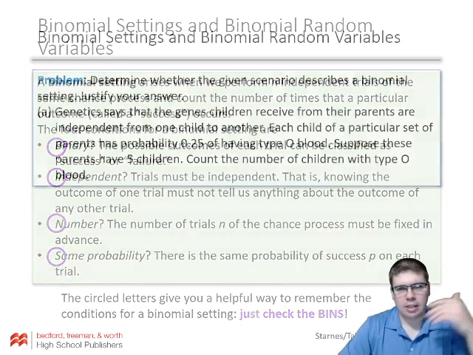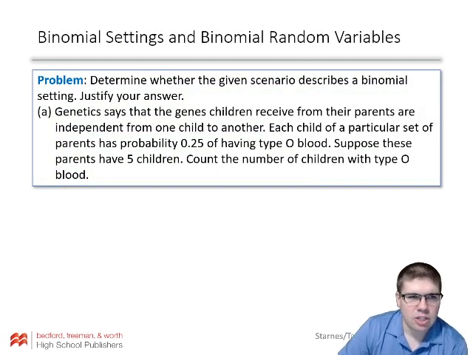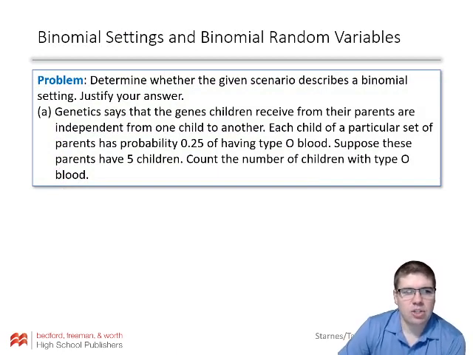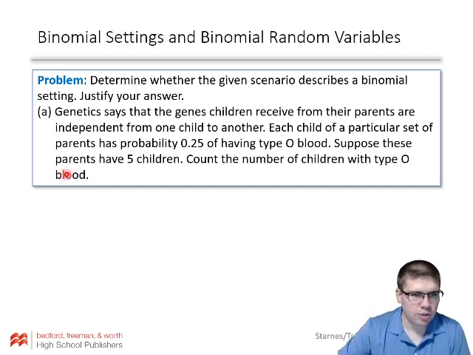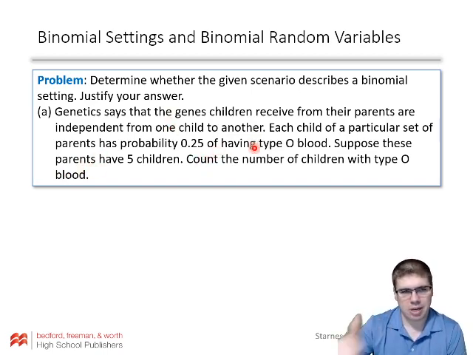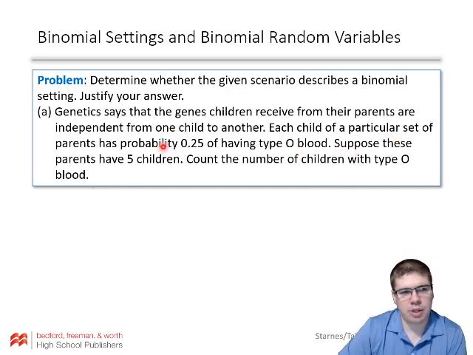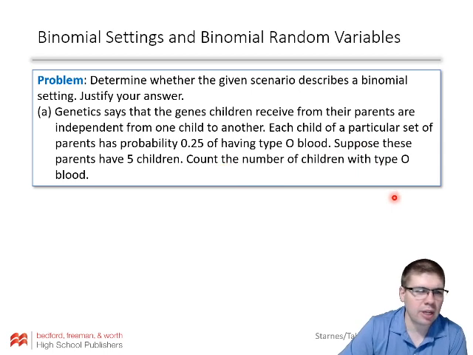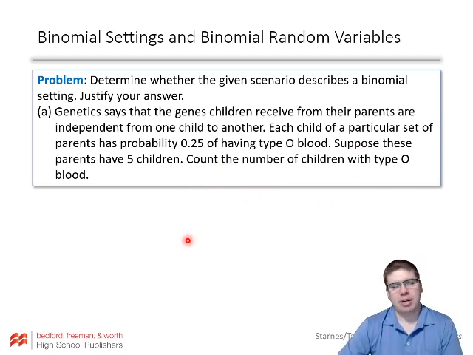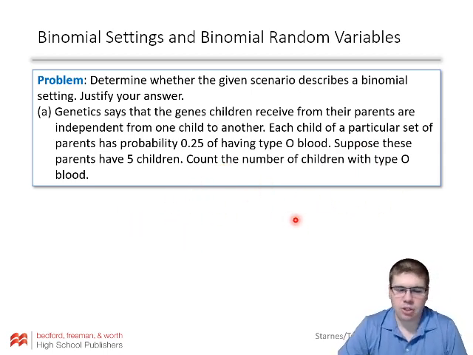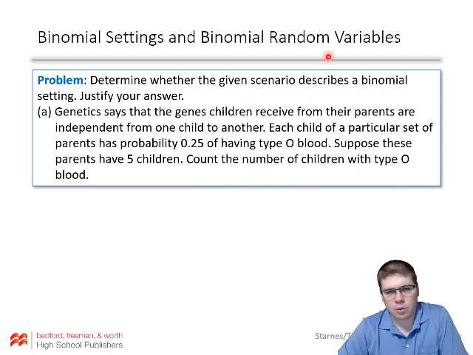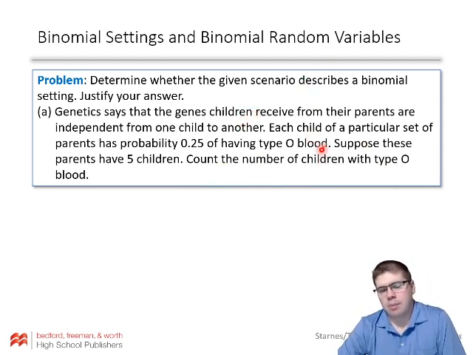So let's look at a problem with this. Determine whether the given scenario describes a binomial setting. Justify your answer. All right, so genetics says that the genes children receive from their parents are independent from one child to another. So independent is good. Each child of a particular set of parents has a probability of 0.25 of having type O blood. Suppose these parents have 5 children. Count the number of children with type O blood.